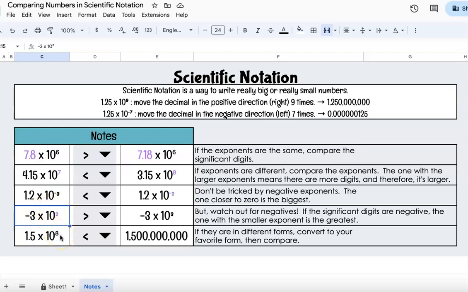All right, and you might have one in scientific notation and one number in standard form. You're going to want to convert one to the other form, whichever one you choose. I would probably convert them to standard form. So if we take this one on the left and we move the decimal 8 to the positive direction, we'd end up adding 7 zeros. But this one over here has 8 zeros, so this one would be the bigger number.